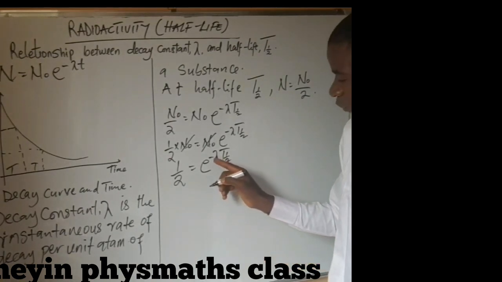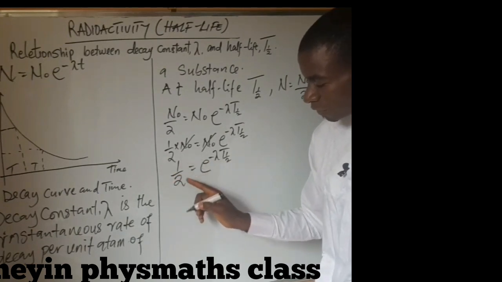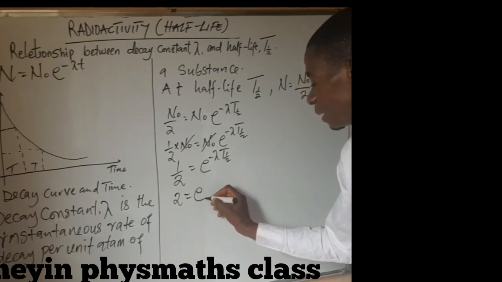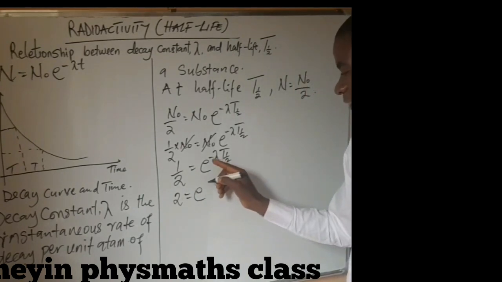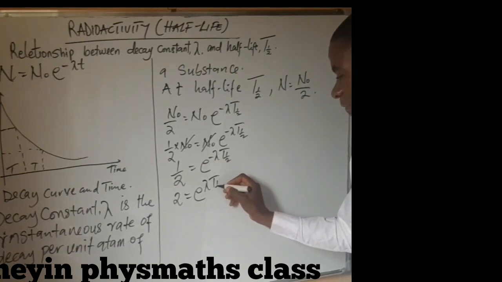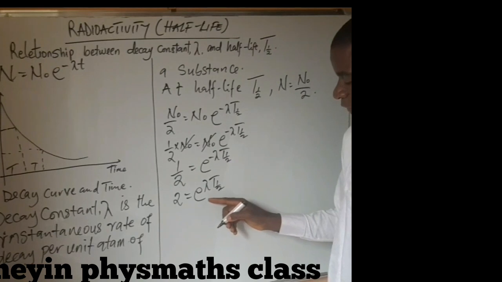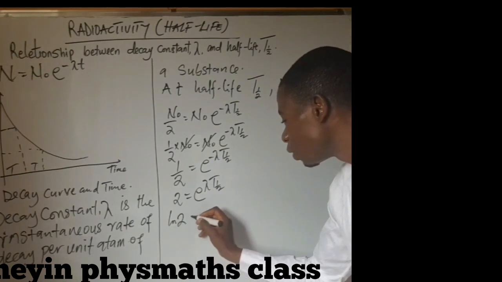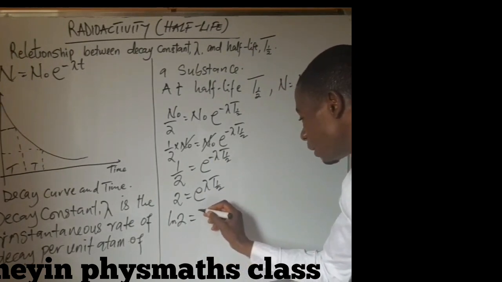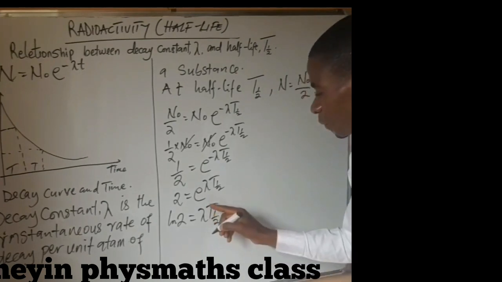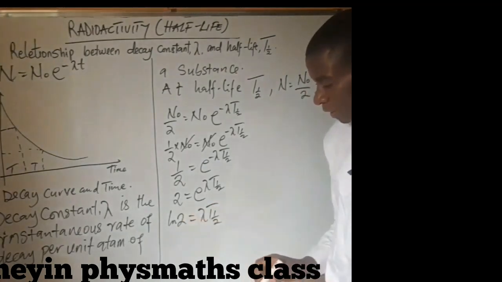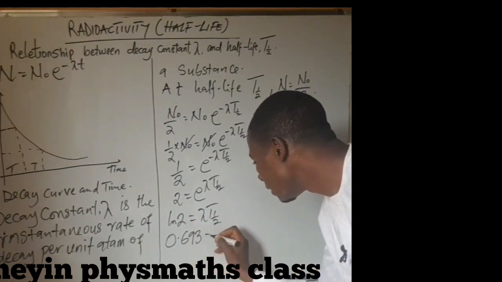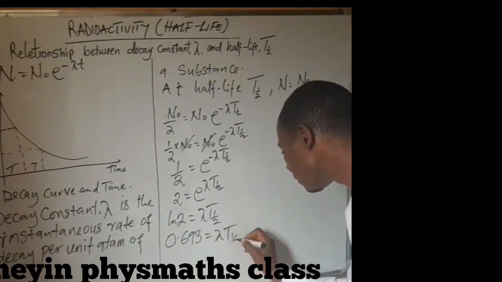All right, so if you want to remove this negative sign, you take the reciprocal. A reciprocal of this is going to give us 2 equal to e to the power lambda half-life, no longer negative. Okay, so from here, if you want to remove the exponential, you take ln. So this will become ln 2 equal to lambda half-life. You see the exponential has gone. So from here ln 2 is equal to 0.693, equal to lambda half-life.